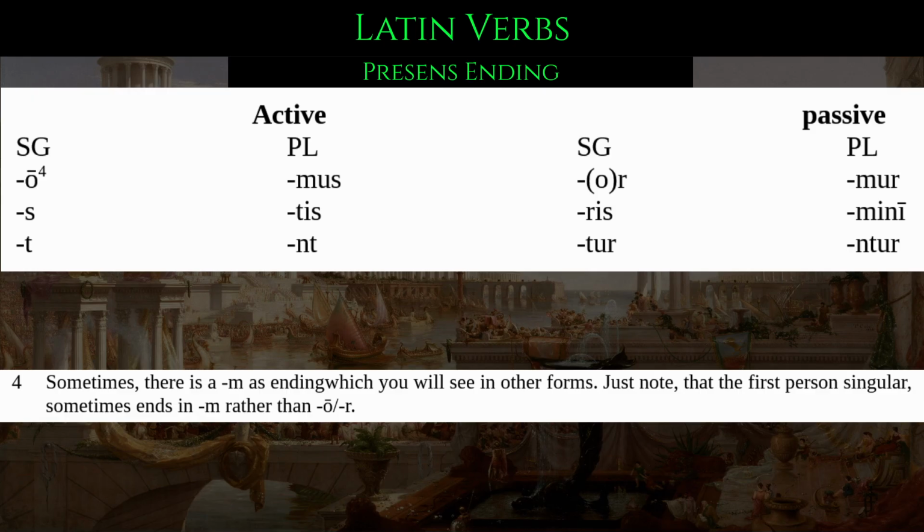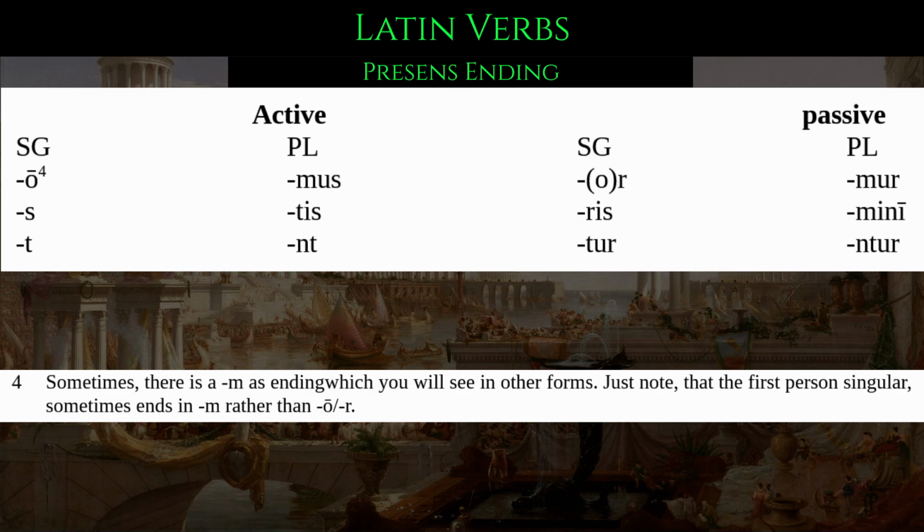So, or, that is a long or. Now, sometimes there is a as an ending for the first person singular, which we will see in other tenses. Just note that the first person singular sometimes ends in rather than or for the active, and as we will see in a moment, r for the passive. Then we have s, t, mus, tis, and now to the passive. R, or, ris, tor, mor, mini, ntor.